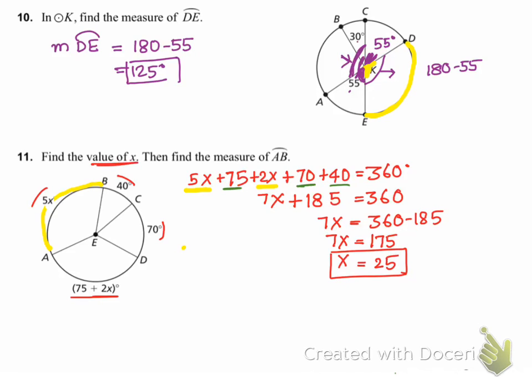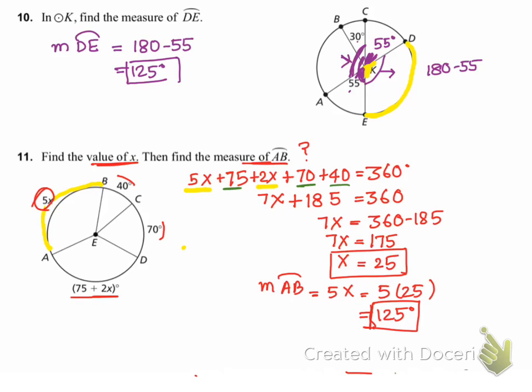They wanted us to find x, but we need to find the measurement of arc AB as well. So AB is here, this one is AB. I just have to plug it in. The measurement of arc AB is 5x, just substitute it, 5 times 25, and that's going to be 125 degrees, because it's an arc, so its measure should be in degrees.